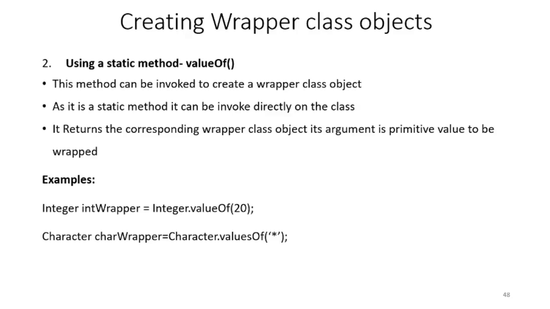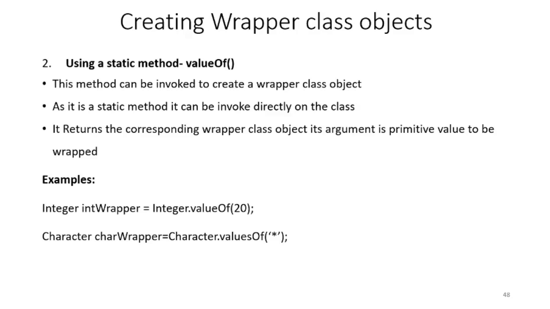The static valueOf method can be invoked to create the wrapper class object because it is a static method. It can be invoked directly on the class without instantiating it. It returns the corresponding wrapper class object. Its argument is the primitive value to be wrapped.